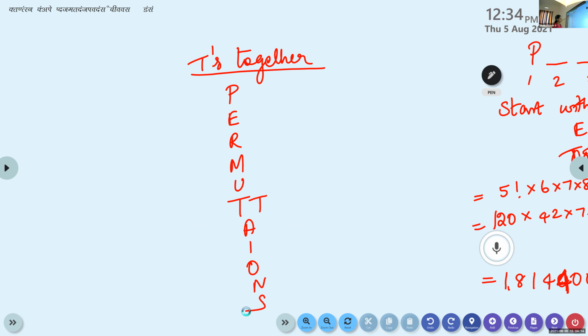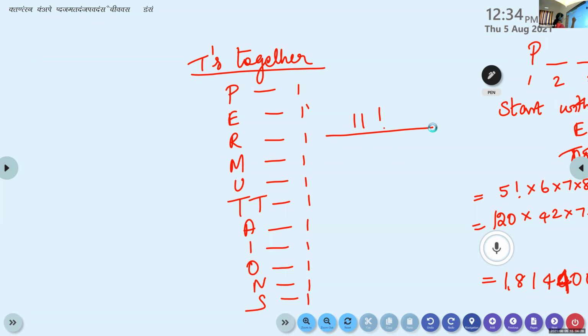It's permutation. So we will get 1, 1, 1, 1. T comes as a single unit, 1. So 1, 2, 3, 4, 5, 6, 7, 8, 9, 10, 11. So it is an 11 letter word, 11 factorial divided by nothing as all the letters are coming once. So it is simply 11 factorial. So find out what is 11 factorial, you'll get the answer.